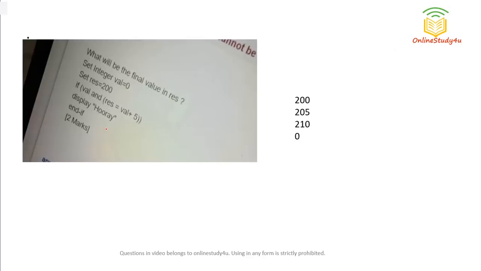Let's see our next question. So this is our next question. What will be the final value in res?